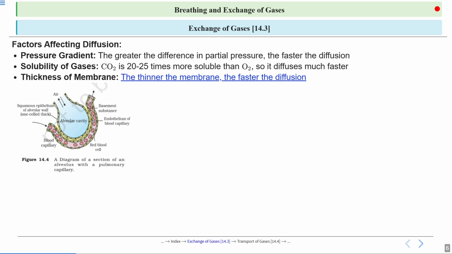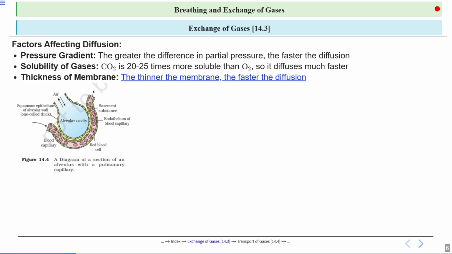So this diagram is important for two things. One is the membrane that is made up of squamous epithelium, and how the gas is moving from blood to the alveoli and alveoli to the blood. Which gas is moving from alveoli to the blood? It is oxygen, and from blood to the alveoli, that is carbon dioxide. So gas exchange is taking place here, and the thickness of the membrane is a very, very important factor. The thinner the membrane, the faster the diffusion.